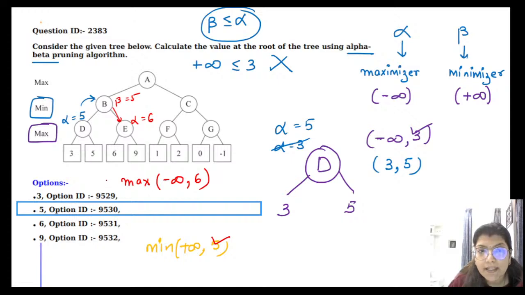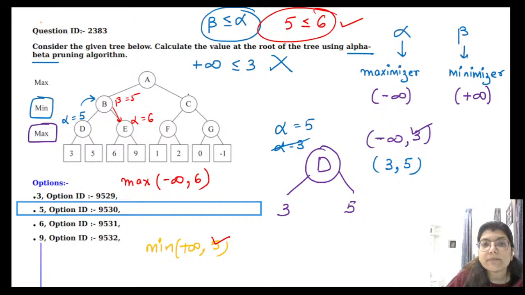Now we have to compare this condition. Beta की value है 5. 5 is less than equal to 6. And now this condition becomes true. Now since my condition is true, so I will prune this part. I will not go towards the right hand side of E. बात समझ में आई इतनी? ये पॉइंट समझ में आया?